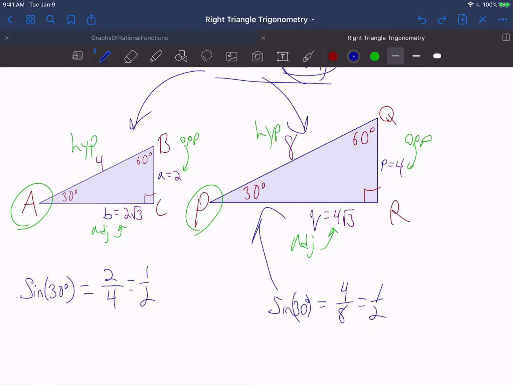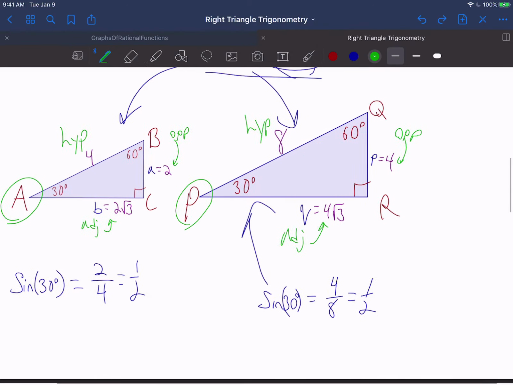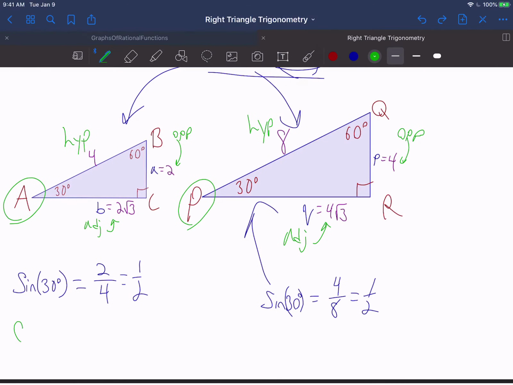All right, so you could do the same thing with the other trig functions. I don't want to take too much more time, but we should just do some examples. Like the cosine of 30 is going to equal adjacent, 2 root 3, over hypotenuse, which is going to reduce down to the square root of 3 over 2.